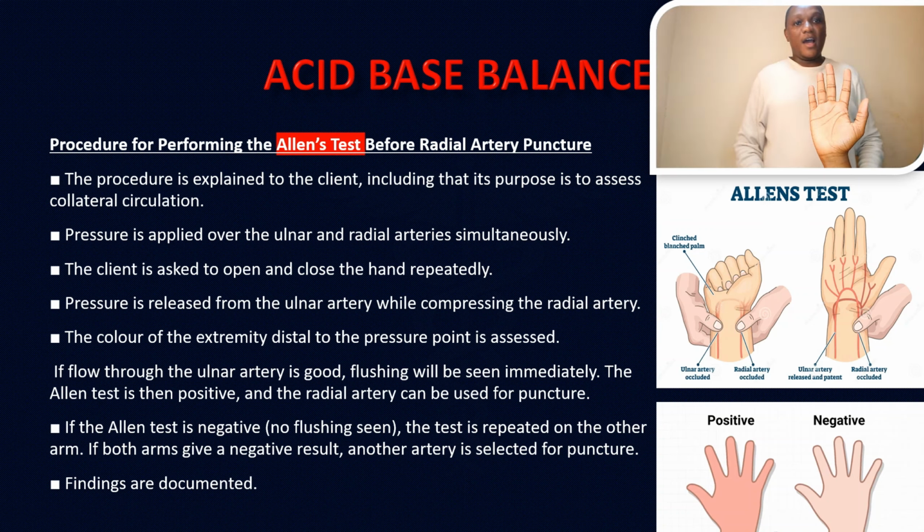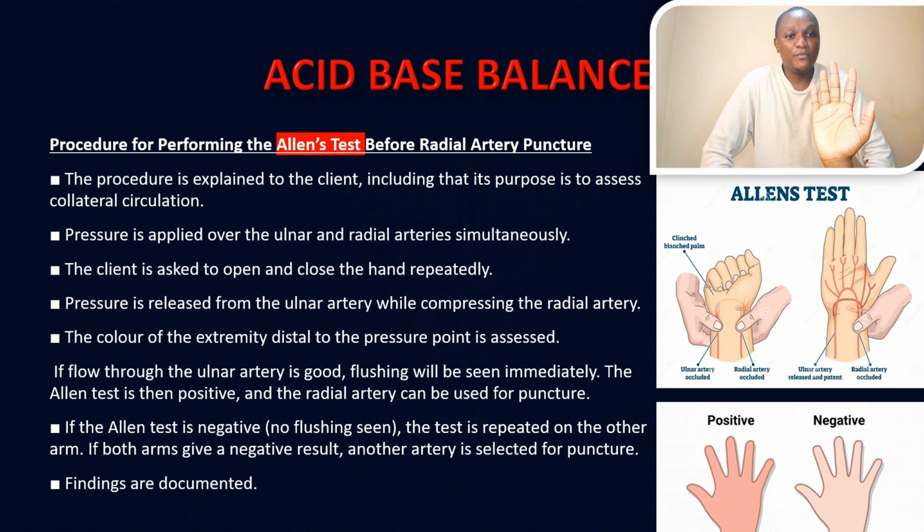The other important thing that we need to learn is the Allen test. The Allen test is a procedure done before radial artery puncture when you're obtaining blood for blood gas analysis. For the procedure, first of all, you need to explain the procedure to the client, including its purpose, which is to assess the collateral circulation.